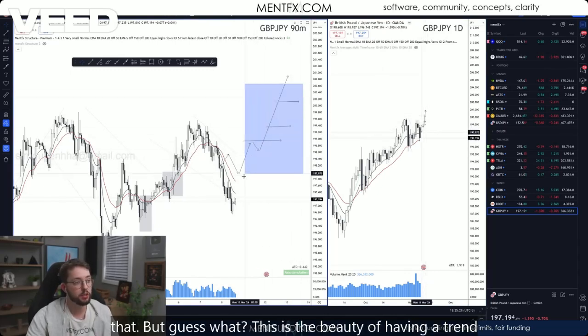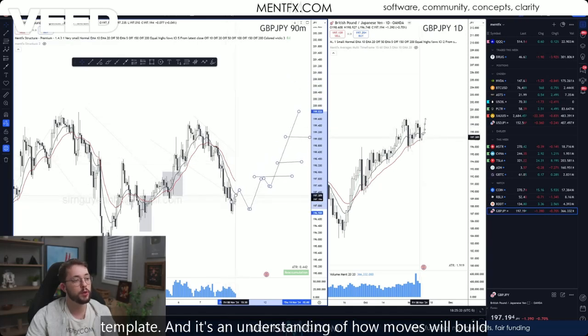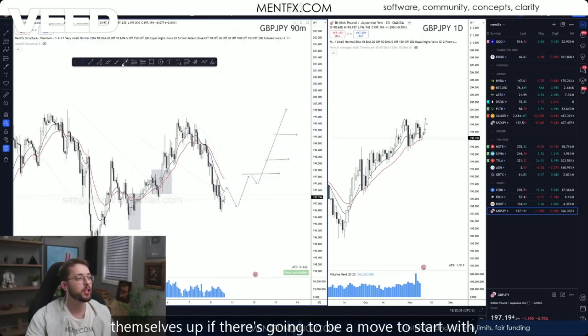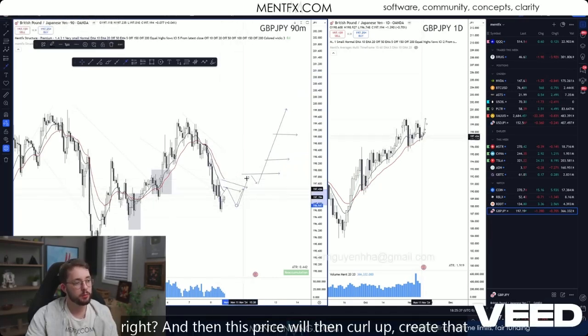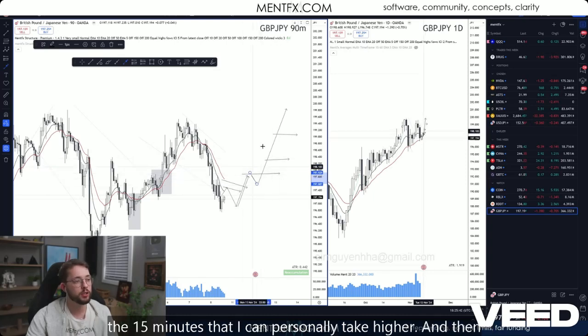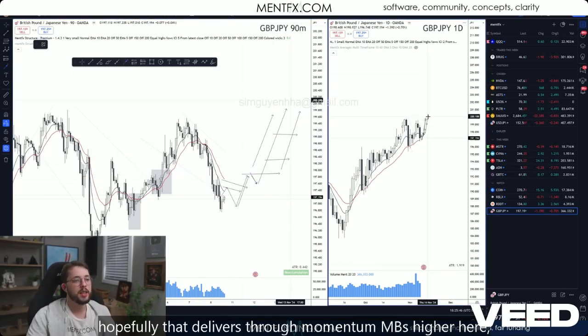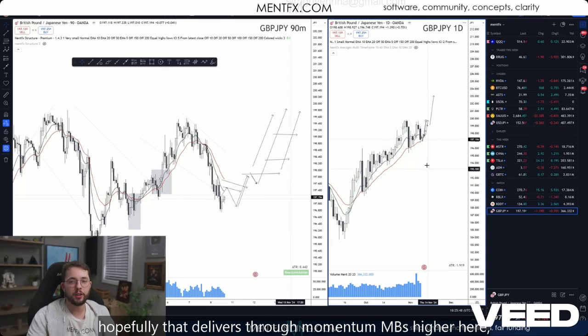It never did that. But guess what? This is the beauty of having a trend template. And it's an understanding of how moves will build themselves up if there's going to be a move to start with, right? And then this price will then curl up, create that momentum MB. And these will start creating the entries along the 15 minutes that I can personally take higher. And then hopefully that delivers through momentum MBs higher here.